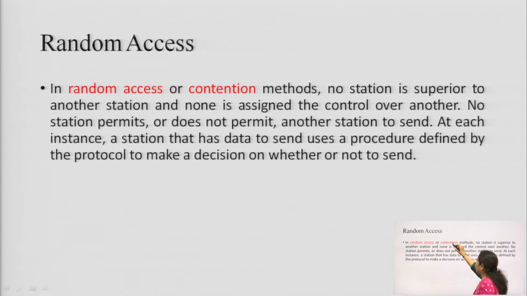In random access or contention methods, no station is superior to another station and none is assigned control over another station, and also no station permits or does not permit another station to send the data. At each instance, a station that has data to send uses a procedure defined by the protocol to make a decision on whether or not to send.